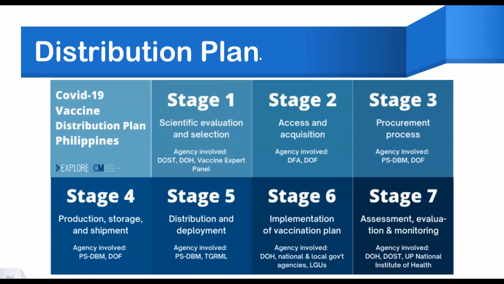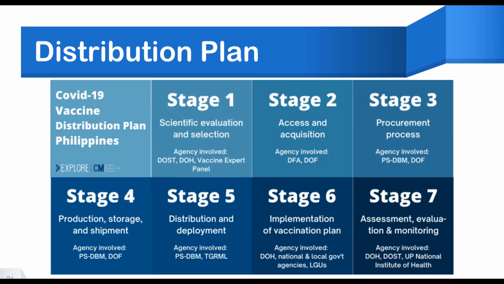So, dito natin malalaman kung paano dinidistribute yung vaccine. First, the COVID-19 vaccine distribution plan in the Philippines, stage 1. Meron pa siyang scientific evaluation. So this agency is the DOST, Department of Science and Technology, Department of Health, and then the vaccine expert. In stage 2, they have the access and acquisition from the agency involved, the DFA and the DOF. So kailangan nilang dumaan dyan sa access na acquisition. Next, the stage 3 is the procurement process. So agency involved dito, PS, DBM, and Department DOF.